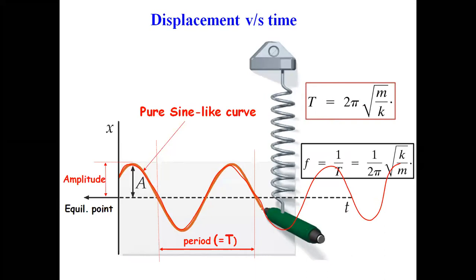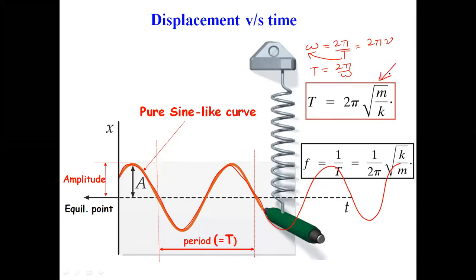Time period is 2 pi root m by k. It is related with the frequency: omega is 2 pi by T or simply 2 pi into nu. So from here you can find the value of T. T is 2 pi by omega. We substituted the value of omega, square root of k by m, in the denominator. So T is equal to 2 pi root m by k. This is the period of the simple harmonic motion, and the corresponding frequency is 1 by T. You can find this easily. So this is the time period and frequency of oscillation.